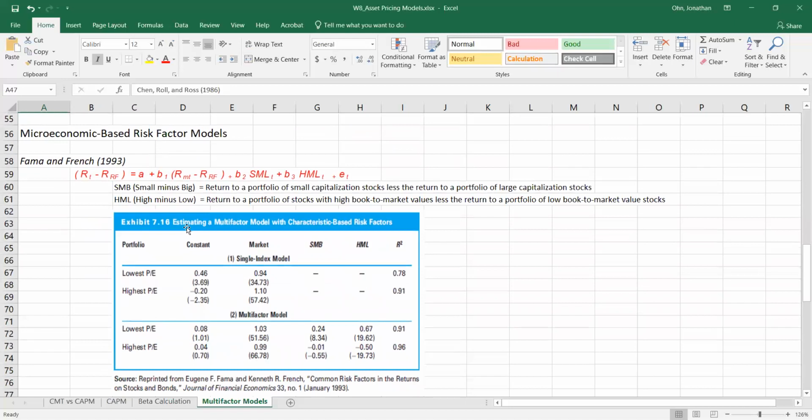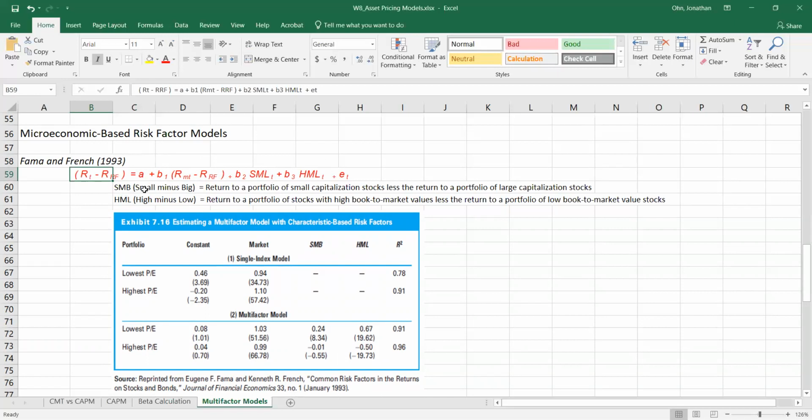Another category is the microeconomic based risk factor model. So it's not macro level economic variables, it's the micro, stock or portfolio level risk factors. Now, the multi-factor model by Fama and French: they provided it this way. The risk premium for stock i is a function of the market risk premium, SMB and HML.